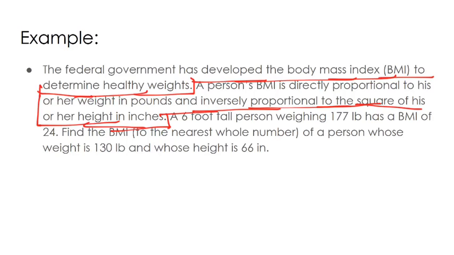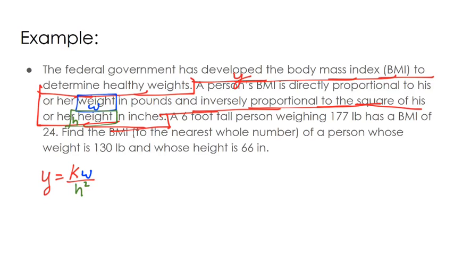So a person's BMI, what we're trying to find, we can call that y, is directly proportional to his or her weight, which we can call w, and inversely proportional to the height, which we can call h. Sorry, that is not very neat at all. What we've got is a person's BMI, and we've got our k value, is directly proportional to the weight and inversely proportional to the square of his or her height. So this is going to be the structure of our problem.